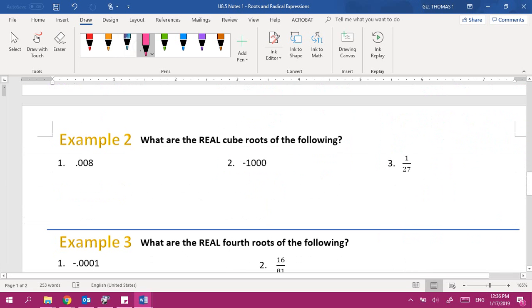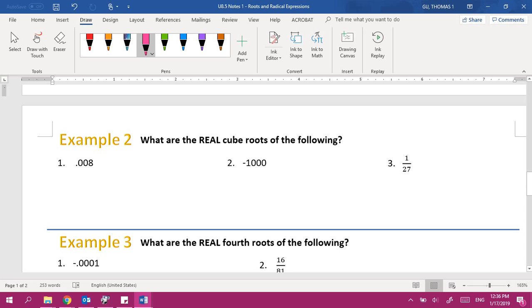This is where understanding how to read your equations comes in handy. So, example 2 says, what are the real cube roots of the following? Why do you think it says real right there? Why would it let you know that? So we have plus or minus. However, it's asking for cube roots, and cube roots have an odd index. It's a 3, so that means you're only going to have one answer. So that really doesn't apply here.